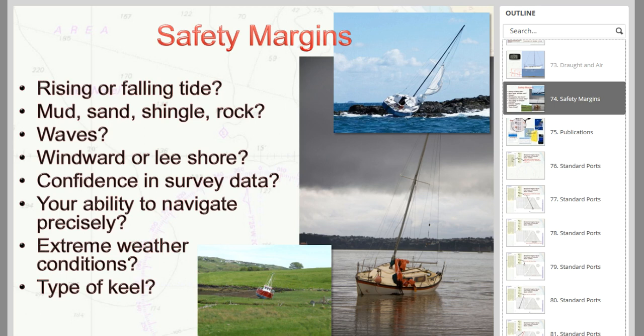Extreme weather conditions, such as unusually low or high barometric pressure, or gale-force winds blowing continuously from one direction, can result in tides substantially above or below predicted levels.